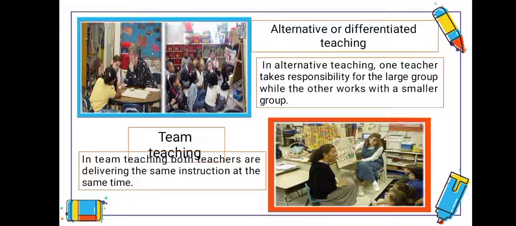This model gives students two instructors who are equally expert on the subject being taught, as well as two different teaching styles to learn from in the same lesson.